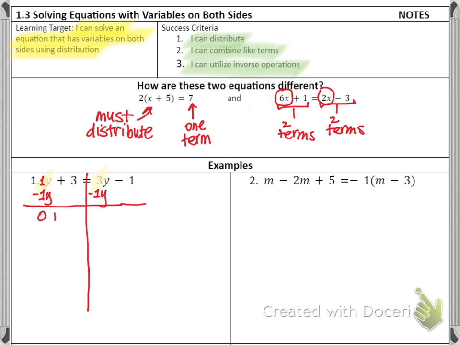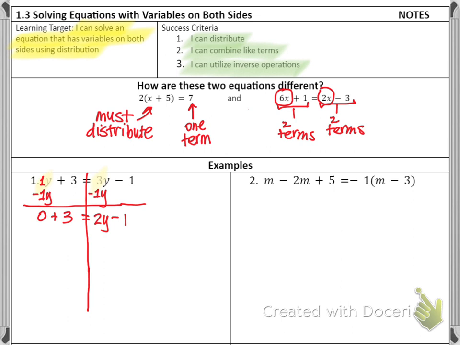And then I'm just going to carry my 3 down. So I'm just going to write plus 3. Okay, I'm going to put an equal sign there, and then I'm going to look at 3y minus 1y. 3y minus 1y is 2y. And then again, I'm going to bring down my negative 1. So now I'm left with 3 equals 2y minus 1. Remember, I told you didn't have to say the 0.